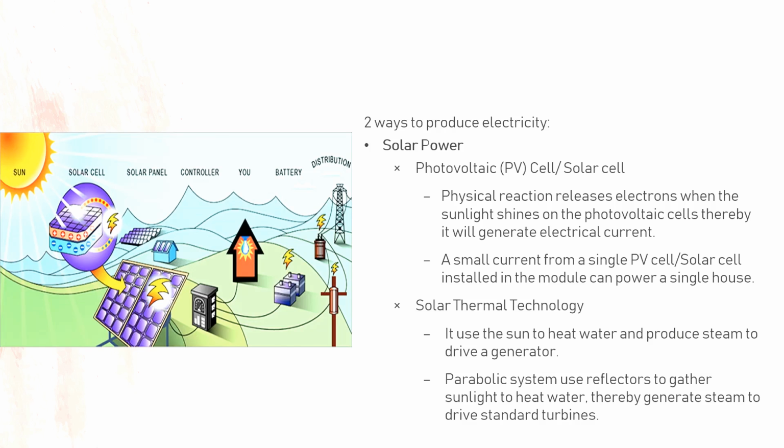You may see the picture. The picture shows the solar cell receiving the sunlight and producing the electricity for the single house. The second component is solar thermal technology. It uses the sun to heat water and produce steam to drive a generator. Parabolic systems use reflectors to gather sunlight to heat water, thereby generating steam to drive standard turbines.